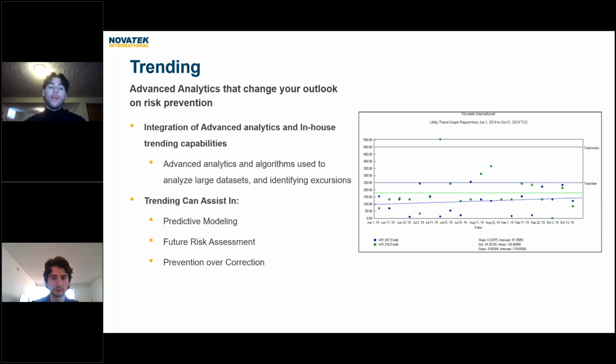With trending, you eliminate a lot of the unnecessary factors and issues, things like inconclusive investigations for excursions, the commonly seen idea of correction, which is really reactive, instead of prevention, which is really proactive, as well as missed problem areas within your process that can be hard to spot otherwise. For example, risk factors associated with incubation or sample handling.